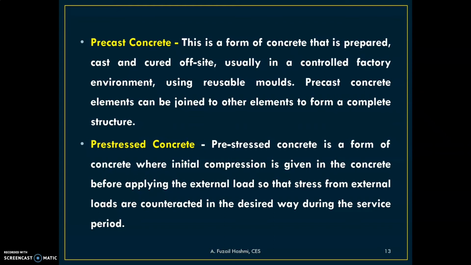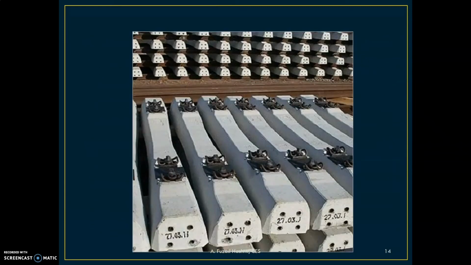Now next one is the pre-stressed concrete. It is the form of concrete where the initial compressive strength is given in the concrete, and in this concrete the pre-stressing wire is generally applied. So here the initial compression is already given before the external load is applied, so that the stress from the external loads is counteracted in a desired way during the service period. So this is the picture of railway sleepers.